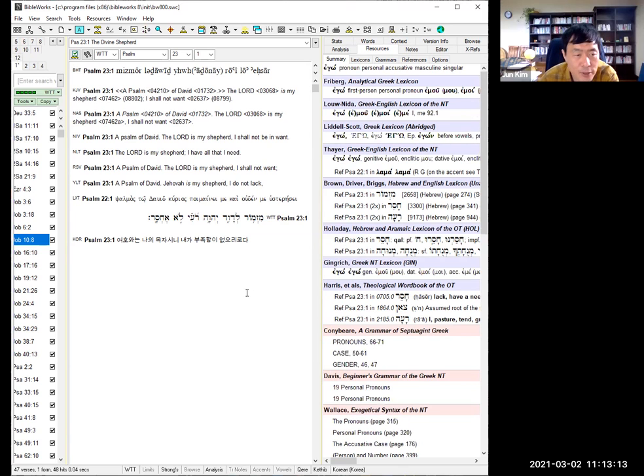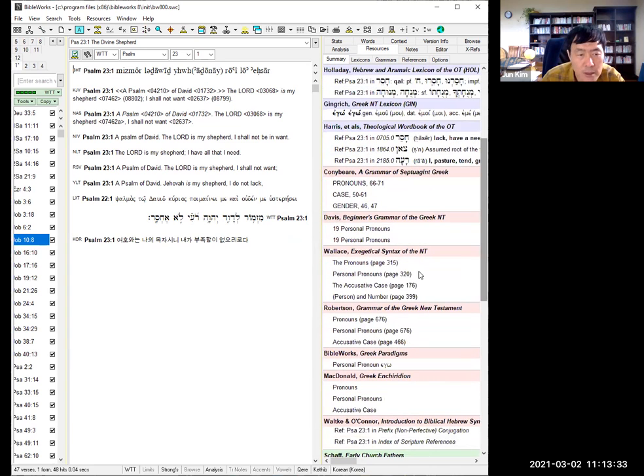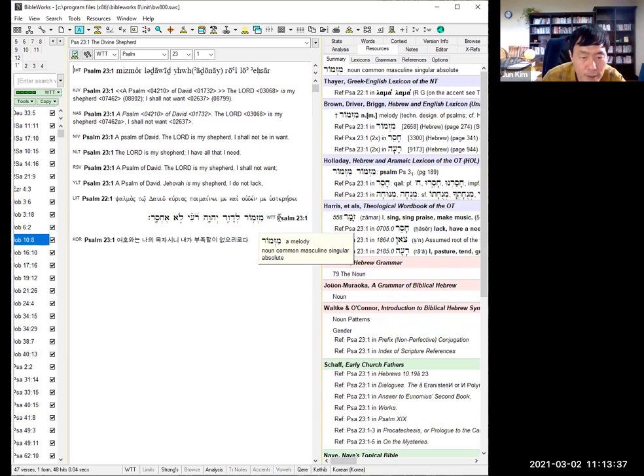Let's go to Psalm 23. This is one of the most popular Old Testament passages, and I'm going to show how to utilize this syntax information. Go to the part and check all those pink entries, and especially pay attention to the syntax book.